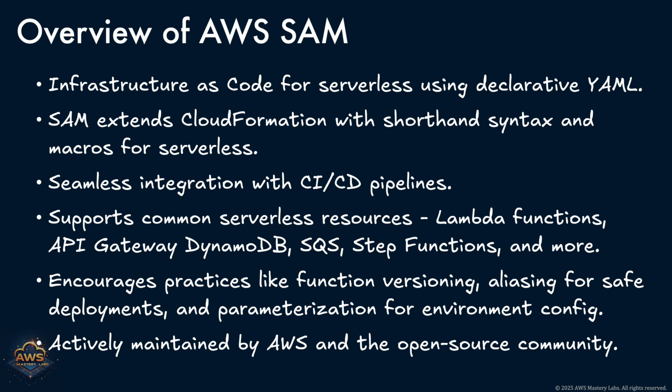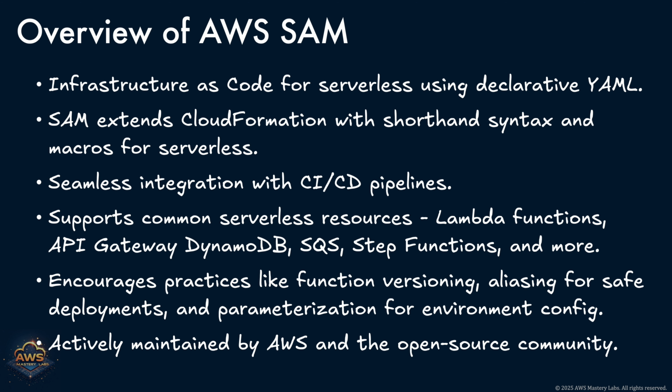One of the standout features of SAM is its powerful command line interface, the SAM CLI. It enables local development and testing by simulating the Lambda runtime using Docker containers. This means you can build, test, and debug your serverless code entirely on your local machine before deploying to the cloud. SAM integrates seamlessly with CI/CD pipelines, making it ideal for DevOps teams looking to automate serverless deployments.